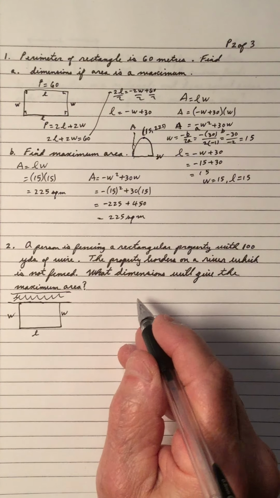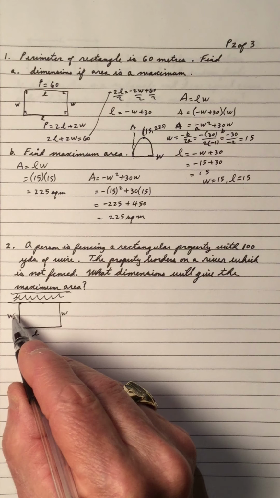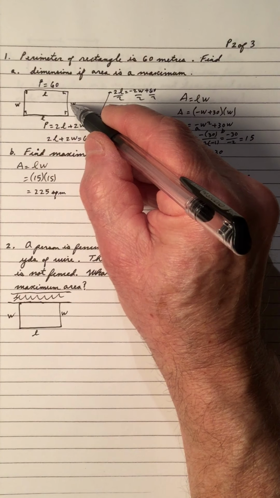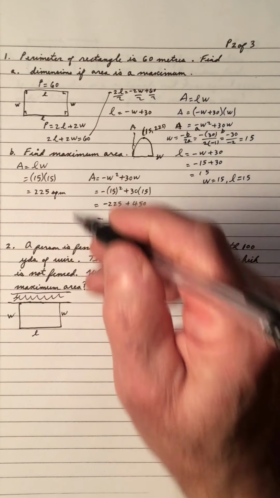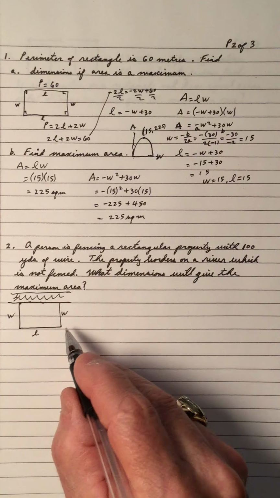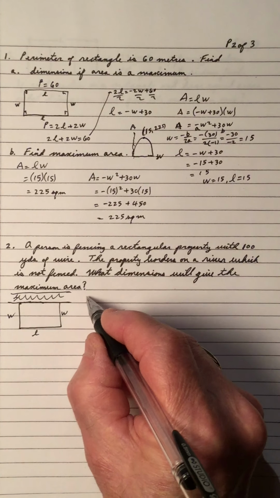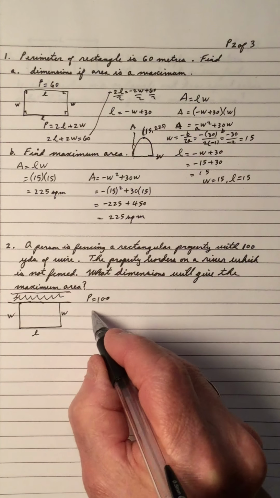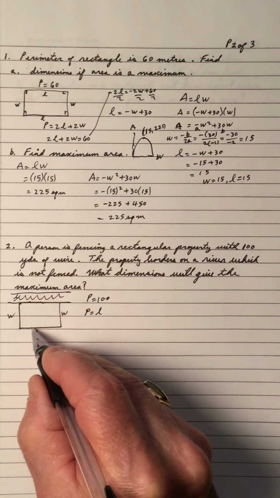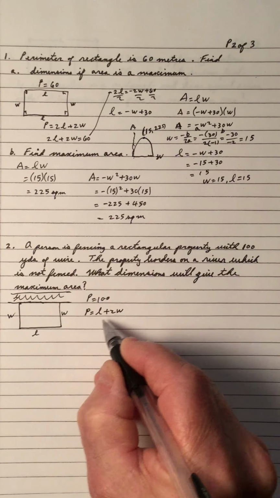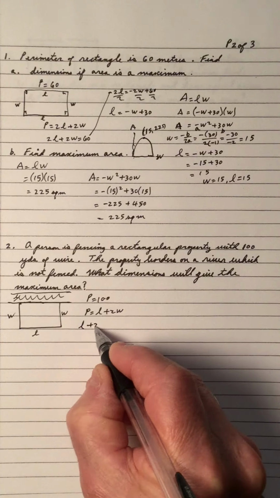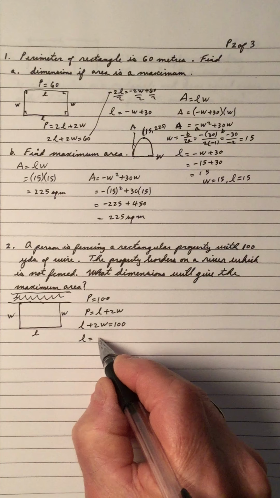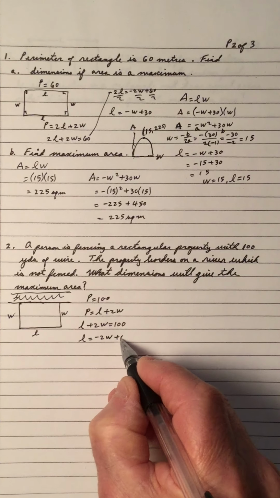It's the same idea. Once I draw the diagram, I don't have to write a statement out, as I did up here, because I drew the diagram and have labeled the width and the length. So they're going to use 100 meters of fencing, so the perimeter is 100, and they're going to fence 1 length and 2 widths. That means the length plus 2 widths is going to give us 100. So that means L is equal to negative 2W plus 100.